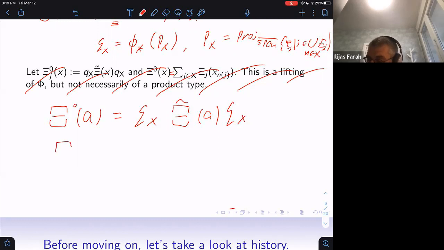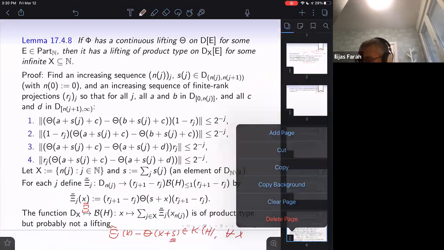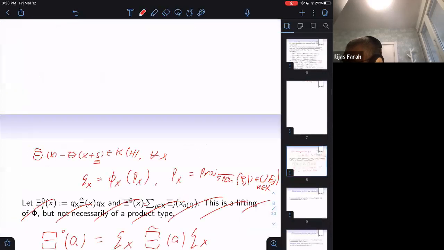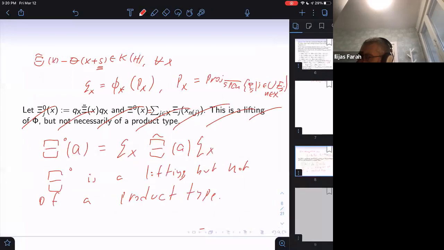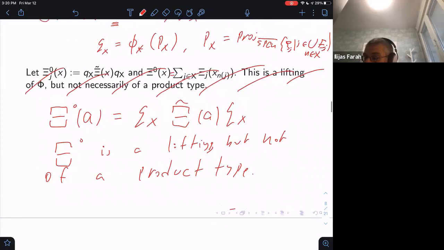Now this theta 0 is a lifting, but not of product type. Sorry about this, I still have to learn how to press the right page at the right moment. So it is a compression of a lifting of product type by a projection, but the issue here is that QX is probably not commuting with all of these elements. And because of that, when you multiply by QX, this product type structure gets destroyed.